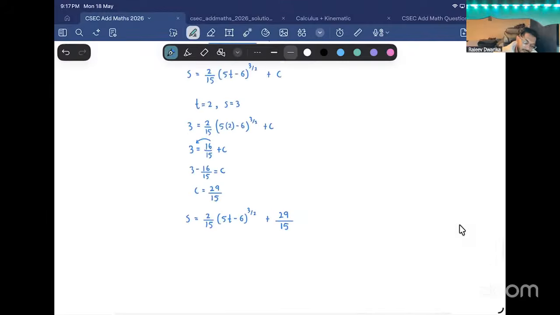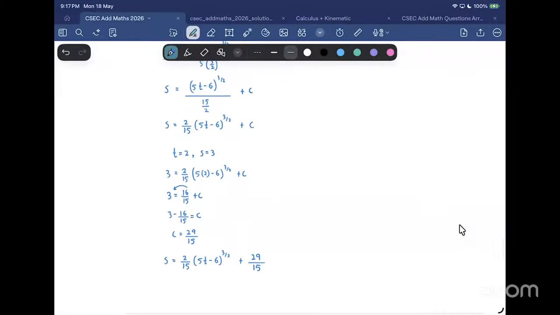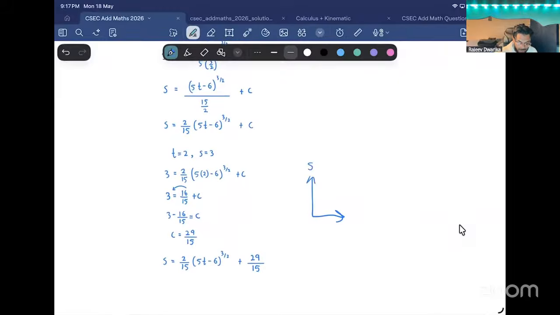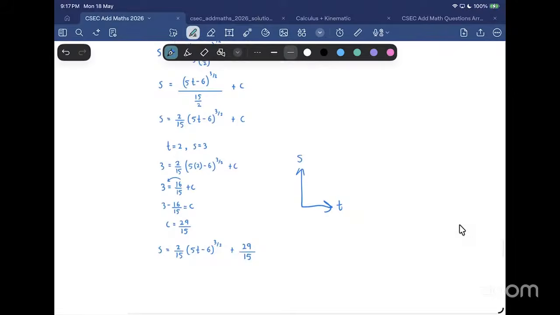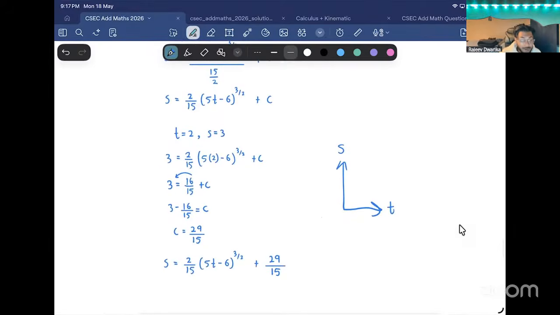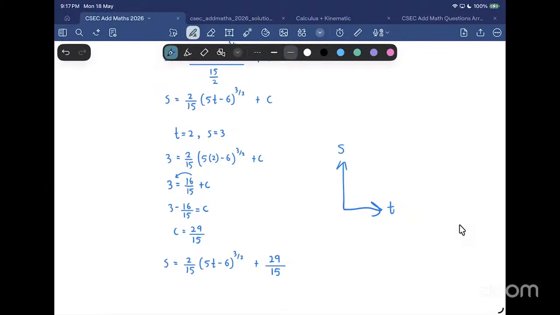And if I were to graph this, s would be on the y-axis and the input would be t, so t would be on the x-axis. What point should be on this graph? Let me see how bad it is. What point should be on that graph? 29 over 15... (0, 29 over 15). You're correct. That's an excellent observation.